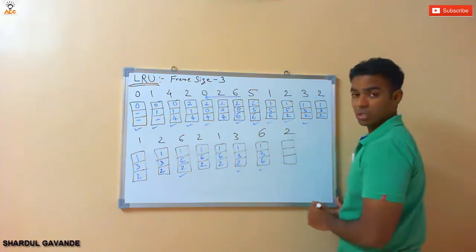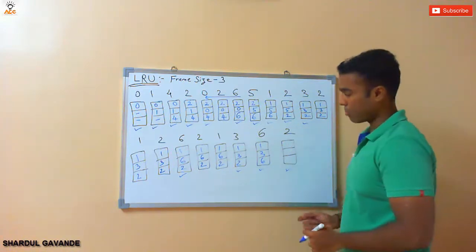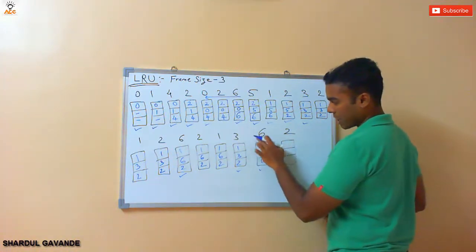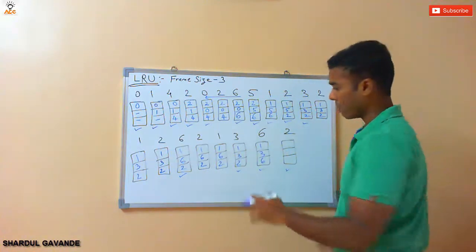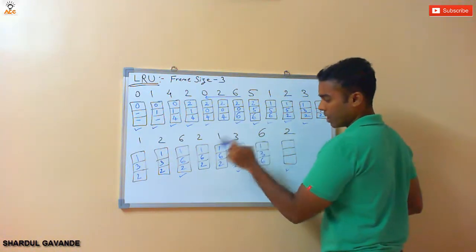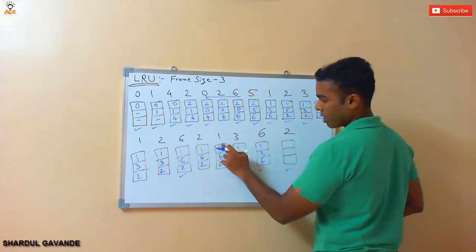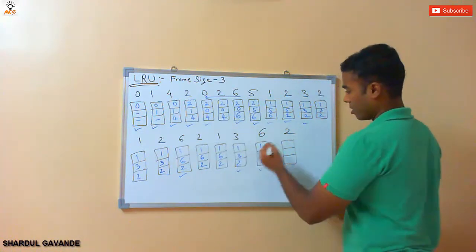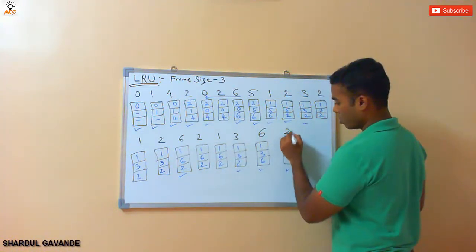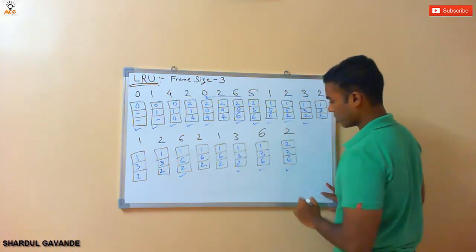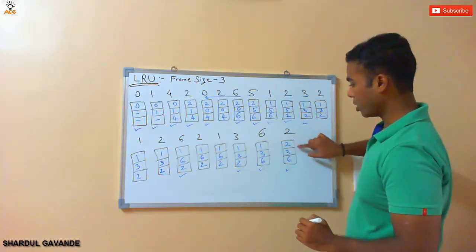And the last is 2. So again a page fault because 2 is not present. So the recently used numbers are 6. Find the most recently used numbers. So 6 is recently used. 3 is also recently used. So 1 is not used for a long time. So we'll replace 1 by 2, and we get 2, 3, 6.